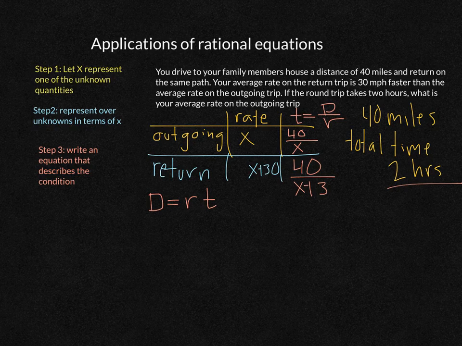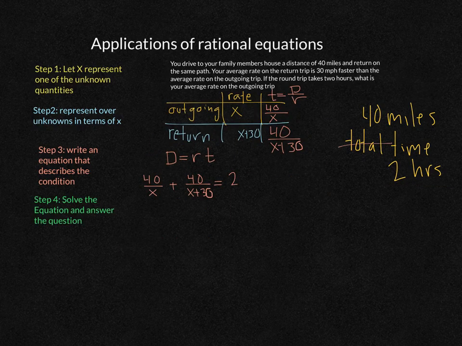And those two times together, the 40 over x plus the 40 over x plus 30, is equal to 2 hours. This is the time outgoing, the time returning, and there we have our final equation. All right, I made one little mistake. I forgot to add the 30. I just put 3, not 30 on there.